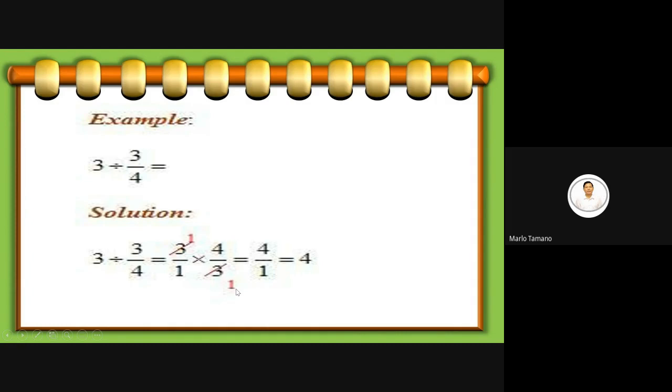Pwede na ba mag-cancel? Opo. Cancel ninyo yung 3 and 3. So, how many 3 do we have? In 3 itself, 1. Ganun din po sa baba, 1. Okay? So, 1 times 4 is 4. 1 times 1 is 1. Tandaan yung 4 over 1 ay pareho ng 4. Sir, nasaan na yung 1 ng 4? Invisible na po kung gusto mo lang gawing fraction, 4 over 1.